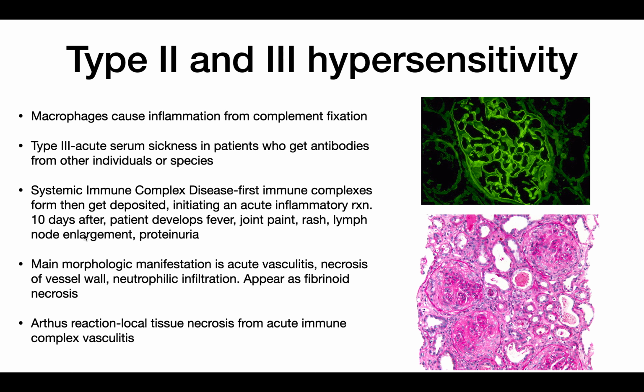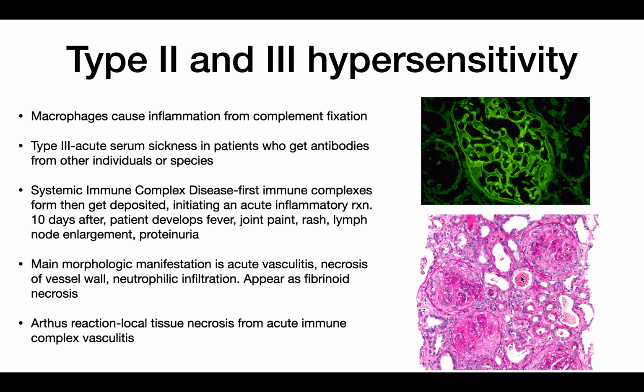So they think they've gotten better, but then 10 days afterwards, this happens. The main morphologic manifestation is the acute vasculitis. Right here, the necrosis of the vessel wall. Look how thin these vessel walls are. They're supposed to be a little bit thicker than that, right?